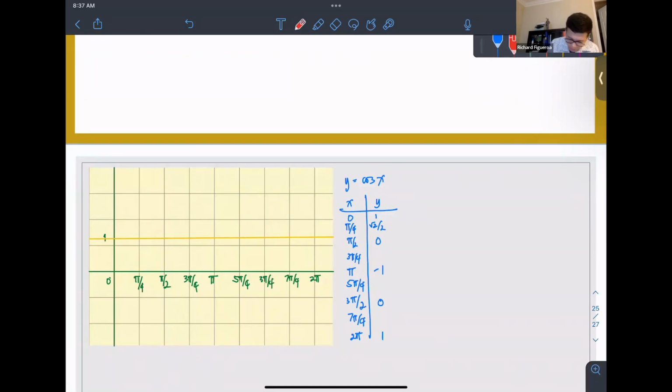So 3 pi all over 4. So it's under the second quadrant. So that makes it a negative. Okay, so negative square root of 2 all over 2.